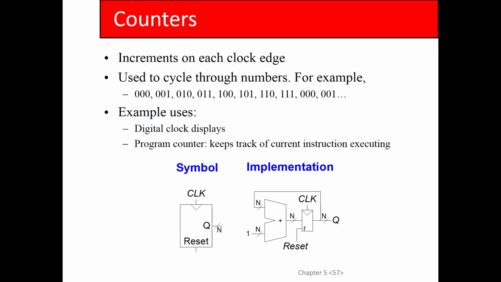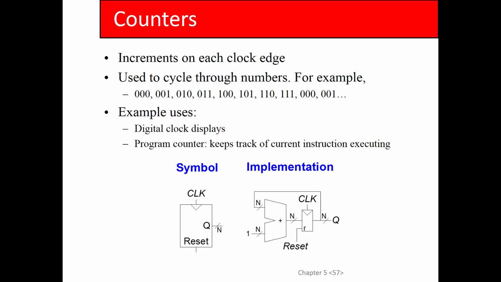Okay, got a few minutes left. Let's talk about counters. I think I showed a couple counters in chapter 2. Counters come up a lot.